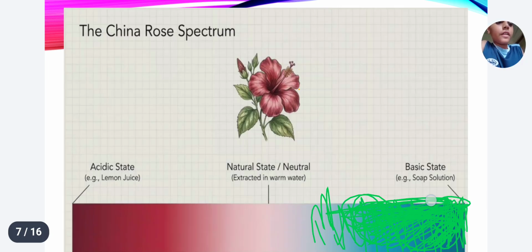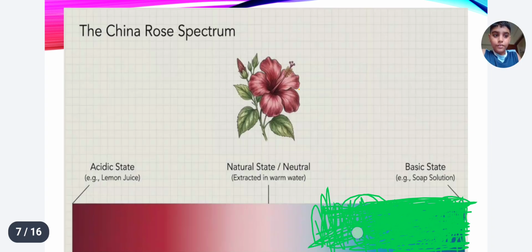The same happens with a red rose extract. In the textbook it is written red rose, no? Remember it. Red rose and China rose have no difference. When they work as an indicator, they work the same. When the extract is put in warm water, it turns to a pinkish color.